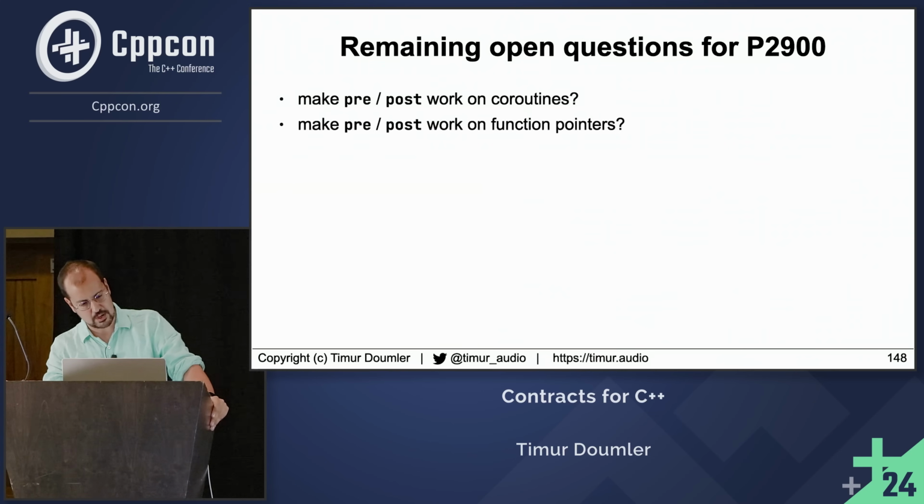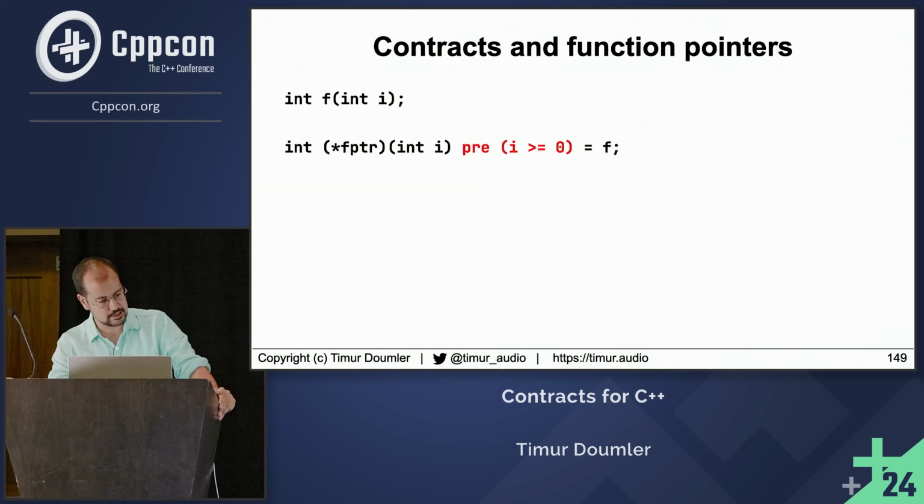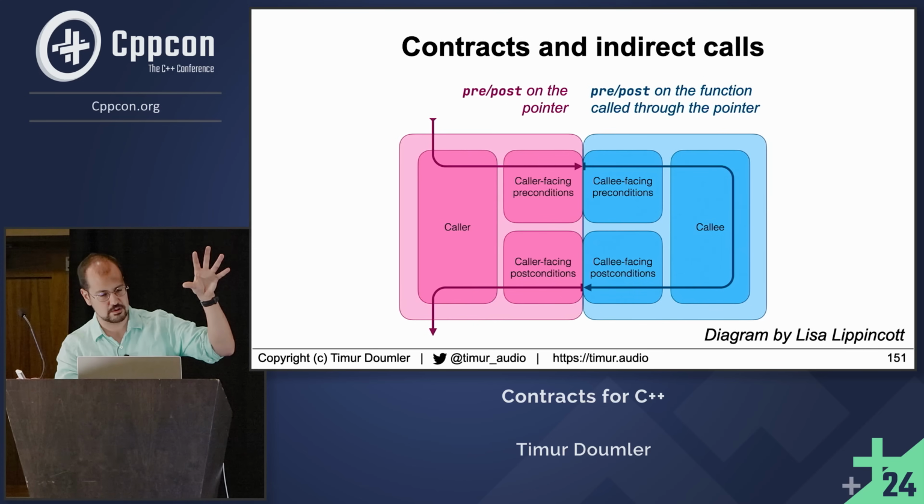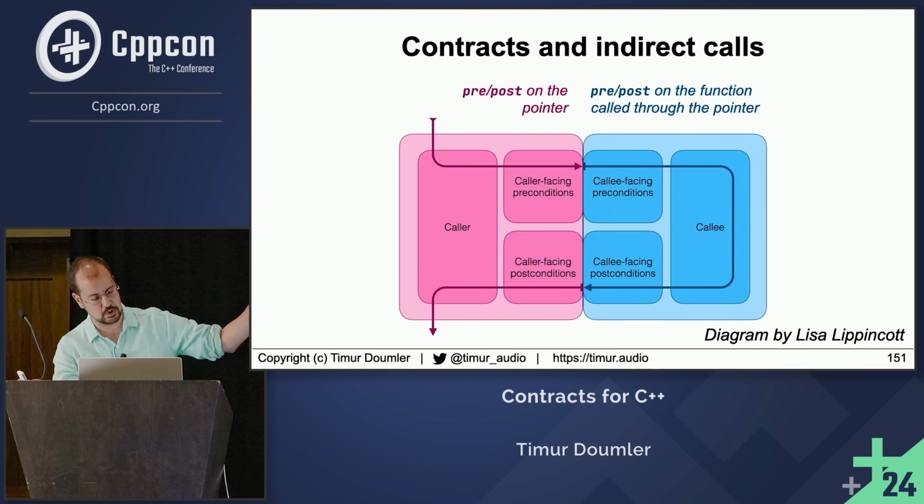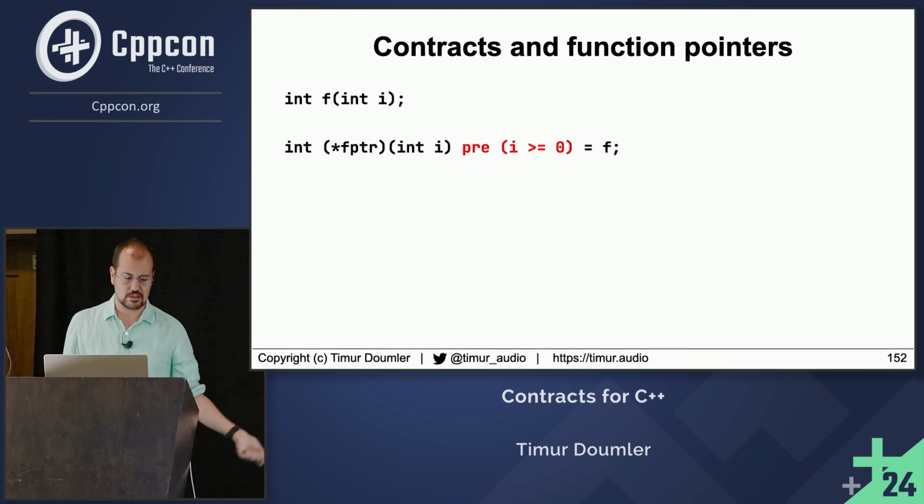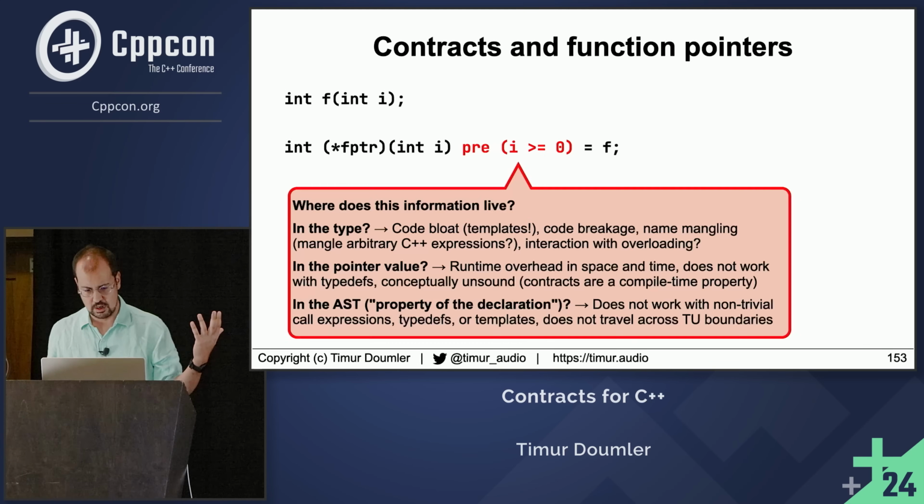We might want to make pre and post work on function pointers. So you might want to do something like this, which kind of fits into this mental model, right? You have caller and callee. In this case, pre and post on a pointer is the caller, and pre and post on a function that's being pointed to is the callee. Turns out it's actually really tricky to make that work, because if you put this on a pointer, the information that the contract is there needs to live somewhere. Where do you put it?